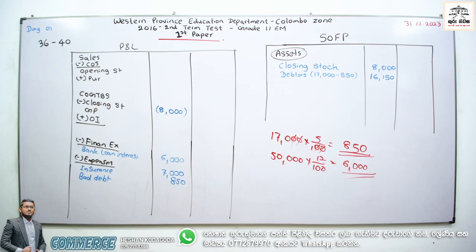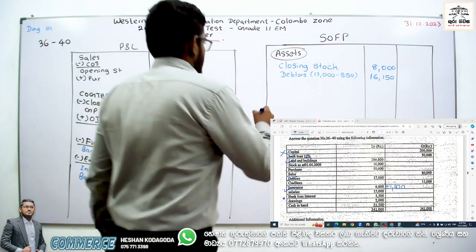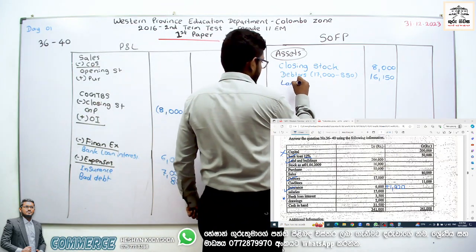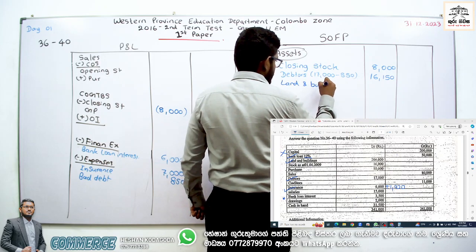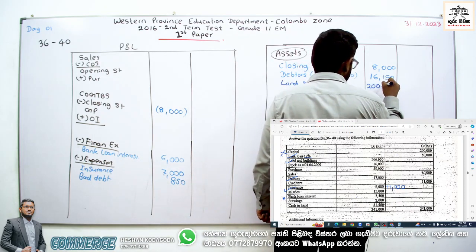Even we can write the answer as well. When it comes to this one, bank loan interest 1,000. So the answer is number 3. Right? Okay. So this is also taken. Land and building, how much? 200. You can write land and building in here. Land and building is 200,000.